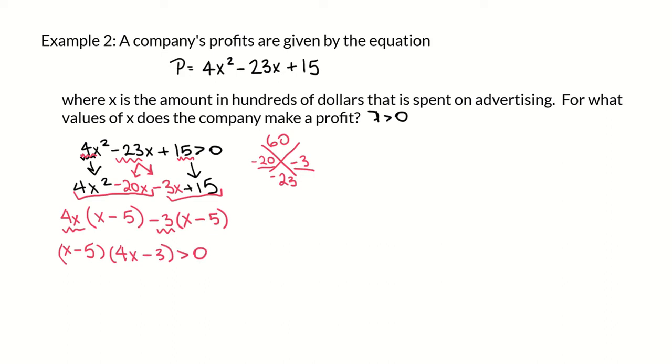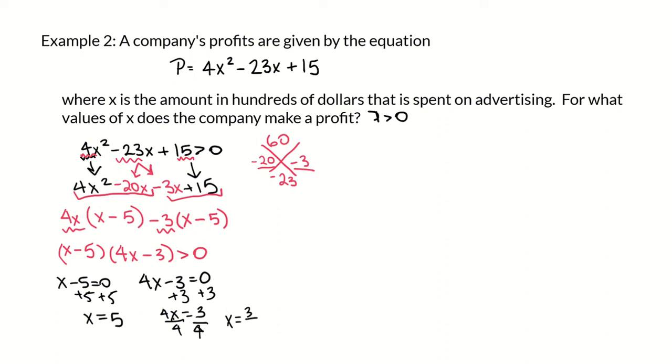So our factored form inequality is (x − 5)(4x − 3) > 0. And now we find our solutions. Set x − 5 = 0 and set 4x − 3 = 0. For the first one, add 5 to get x = 5. For the second one, add 3 to get 4x = 3, and divide by 4 to get x = 3/4. Plot those on a number line, and now we choose our test points.